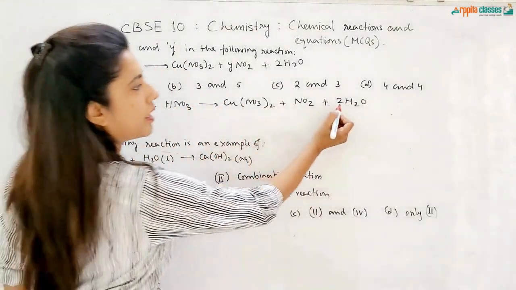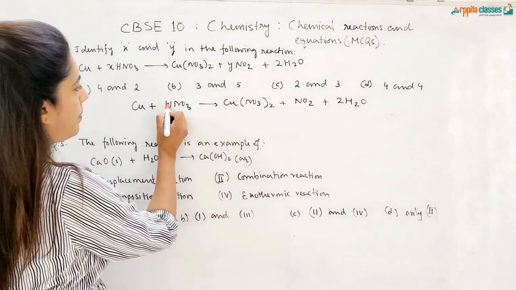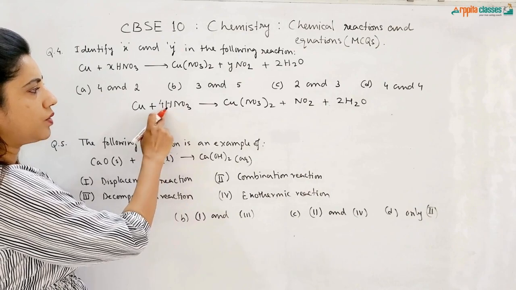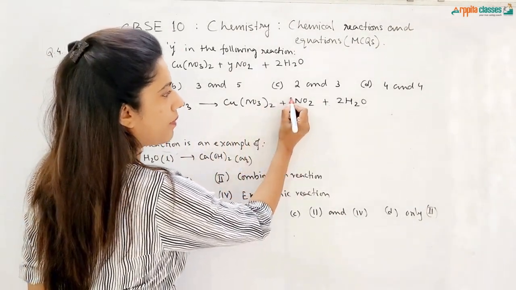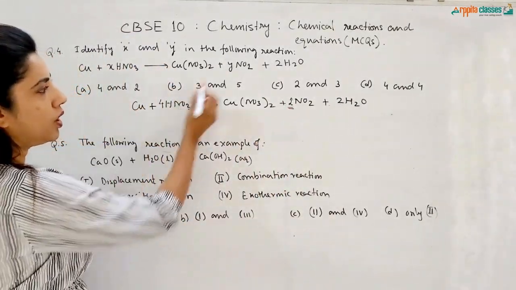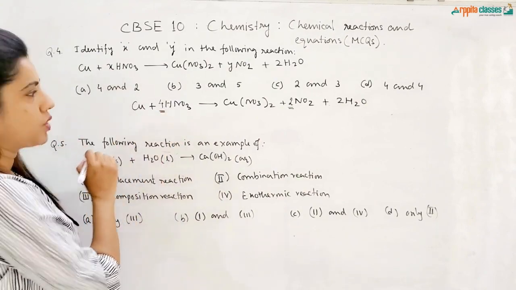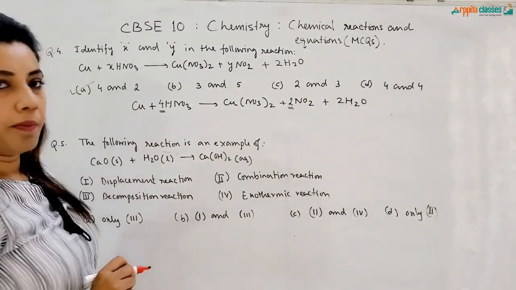So we can see here 2 into 2, 4 hydrogen on the right hand side. So let us try to make 4 hydrogen on the left hand side. So if this is 4, nitrogen has become 4 here. Here already 2 nitrogen is there. That means you have to put 2 over here. So nitrogen is balanced. So this will be 2. So our value of Y is 2 and our value of X is 4. So the answer will be 4 and 2, the first option. Come to the next question.